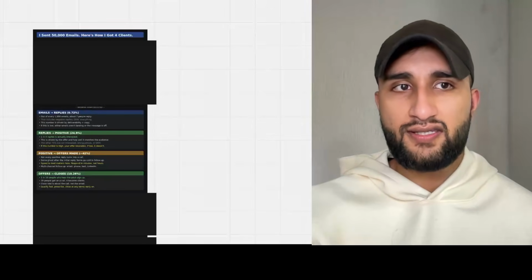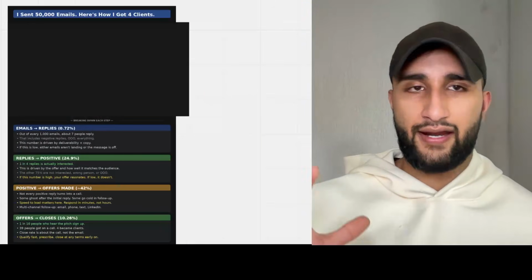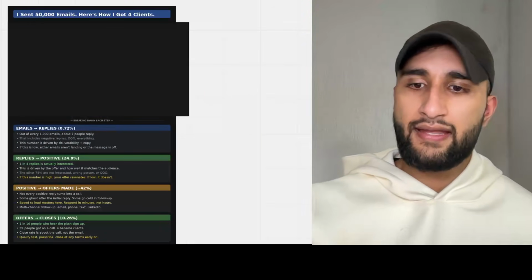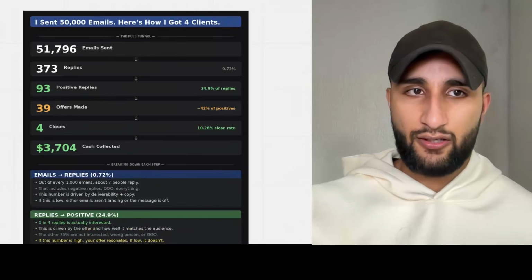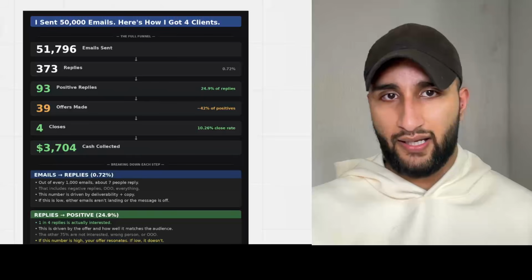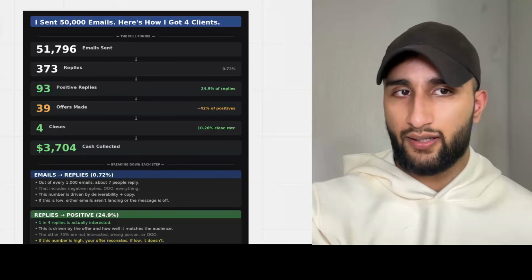Last month, I sent around 50,000 emails for myself and ended up onboarding four clients. The math broke down like this: I sent 51,000 emails and got 373 replies. Now, that says it's a 0.72 reply rate.